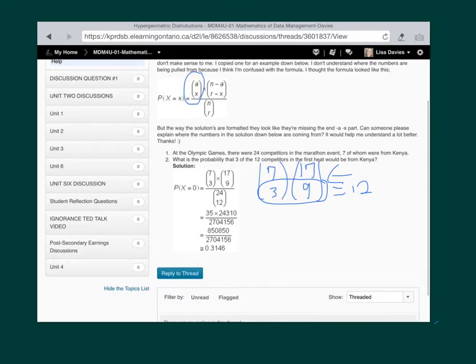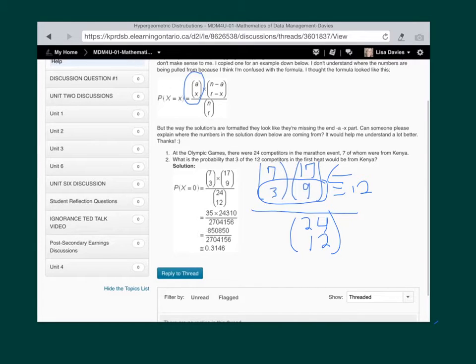Then if we want to make it a probability, we always have to put it out of something. And so the out of is the bigger picture. We have 24 competitors total, and 12 of them are going to be in the first heat. So doing that in the bottom always makes it into a probability for us. Just doing the top just tells us the number of ways there are to choose people in the way that it's described in the question. Okay?